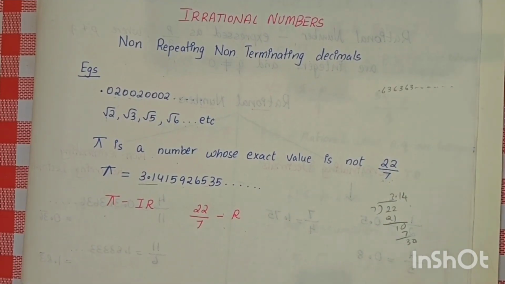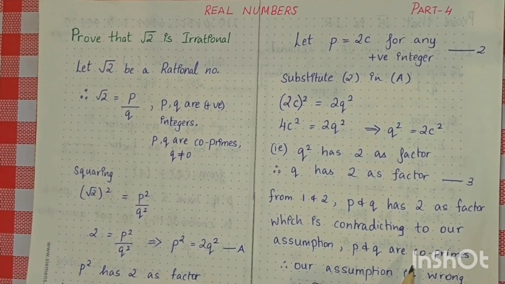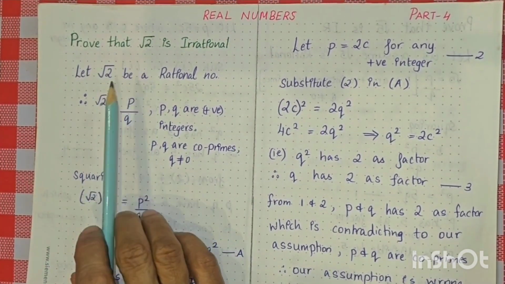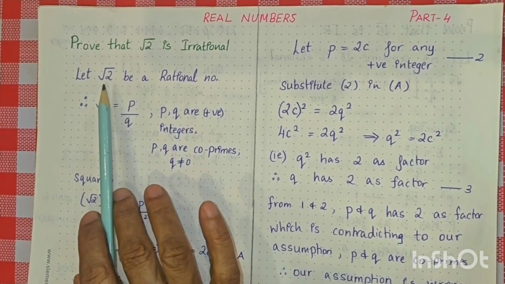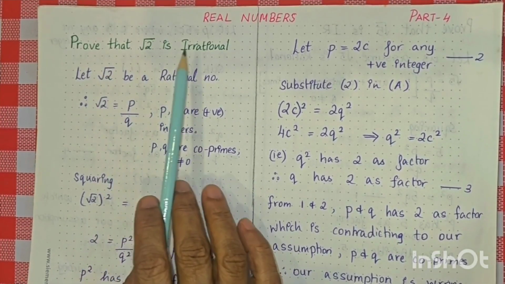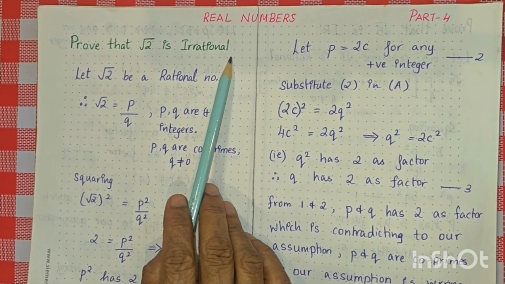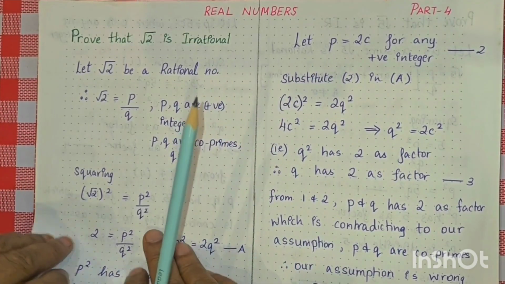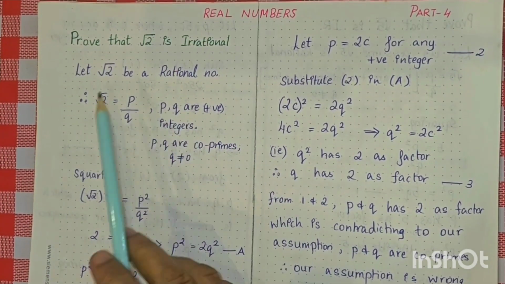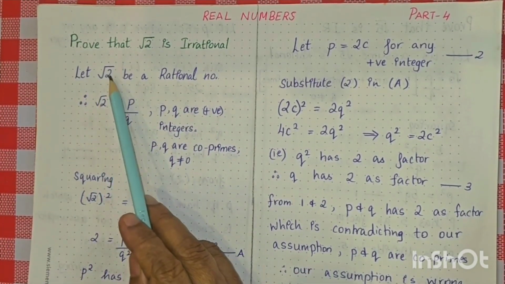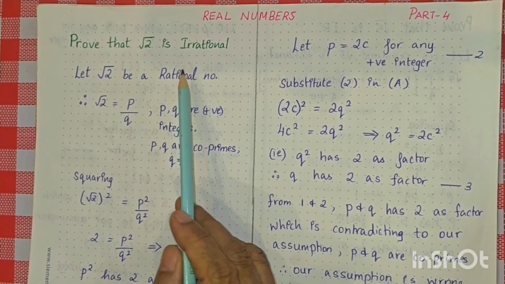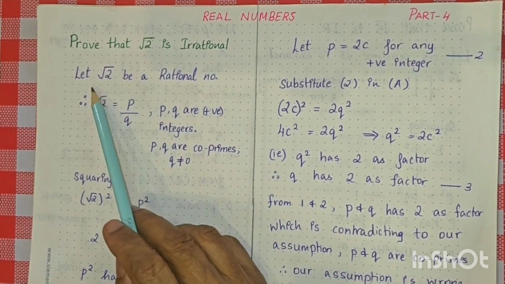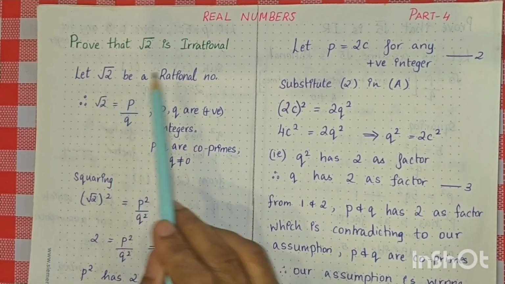Now we will prove root 2 is irrational. For this we are going to use a different method, the method of contradiction. What we have to prove is that root 2 is irrational. So let us take root 2 as a rational number. We have to prove it is irrational, but we will assume that root 2 is rational.